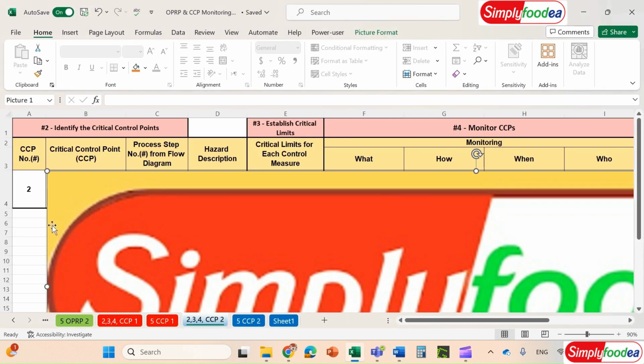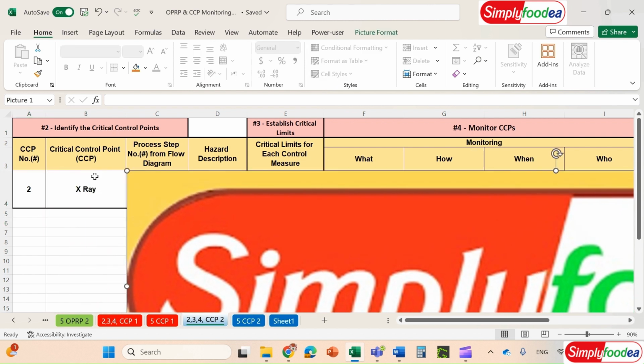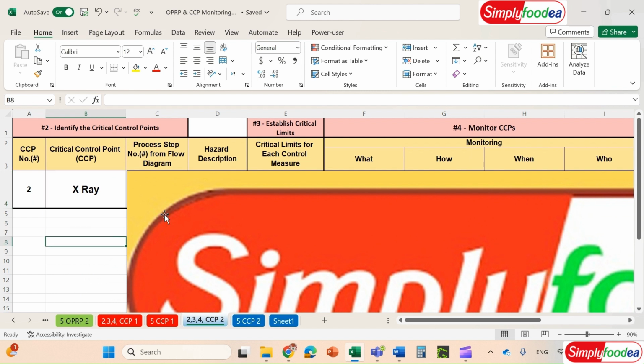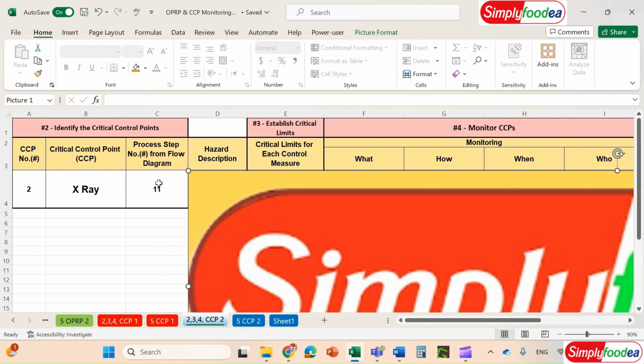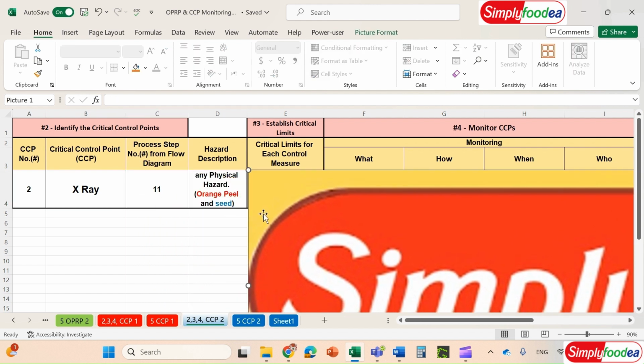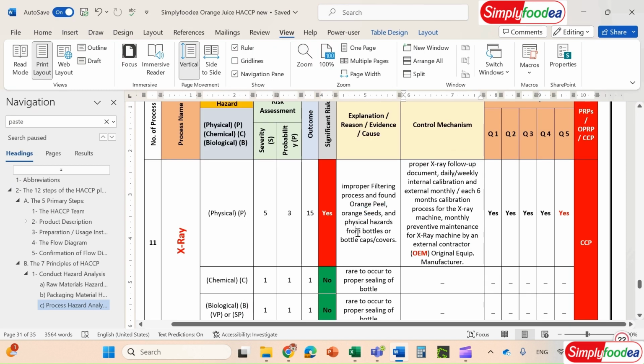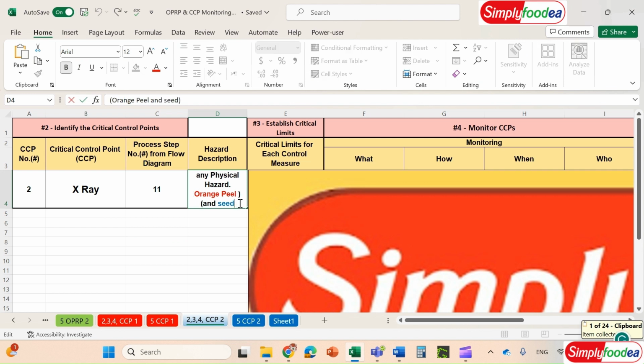So when you come back for the identification of the critical control point, we have mentioning here the CCP number, which is number 2. What is the critical control point? The X-ray machine or X-ray equipment. The process number in the flow diagram is number 11. What are the hazards? Any physical hazard, either orange peel and seed, and also any physical hazard from the bottle caps or covers.